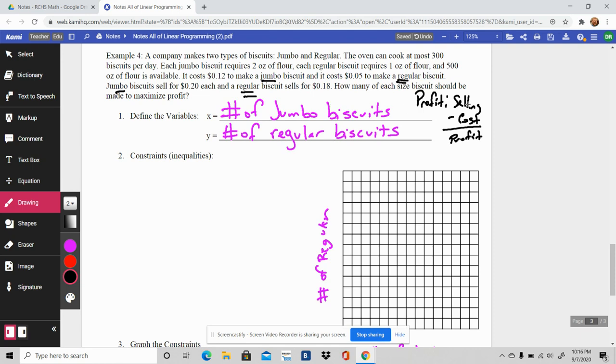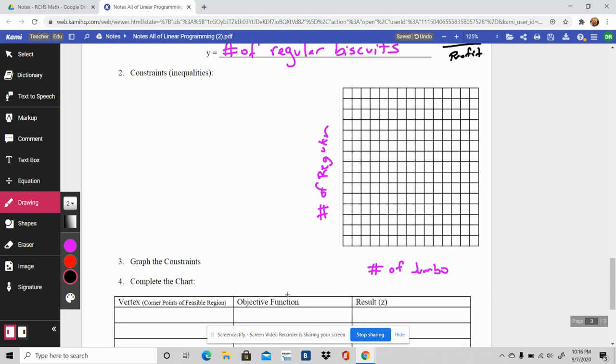Remember, profit is your selling minus your cost. Down here where we work with the objective function, for the jumbo biscuit, up above, it says that the selling price is 20 cents and the cost of making a jumbo biscuit is 12 cents. This is going to give us the profit. So 20 minus 12 gives us 8 cents per jumbo biscuit.